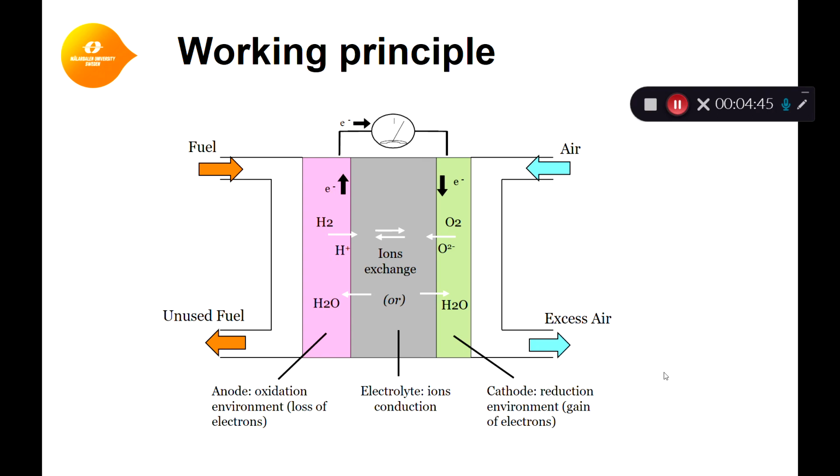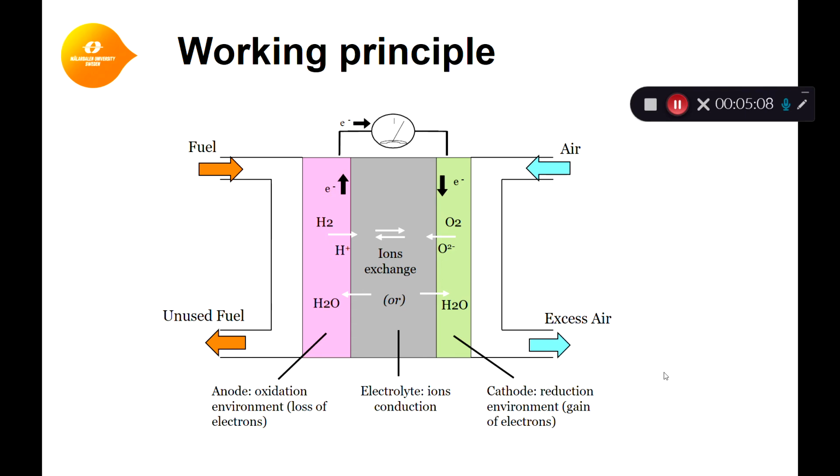A characteristic of the electrolyte is that it's not conductive to electrons. That's why they are forced to pass through an external circuit, and that's how we can actually use the current. The electrolyte can be made of different materials depending on the type of fuel cell, but each material is conductive only to one particular ion.